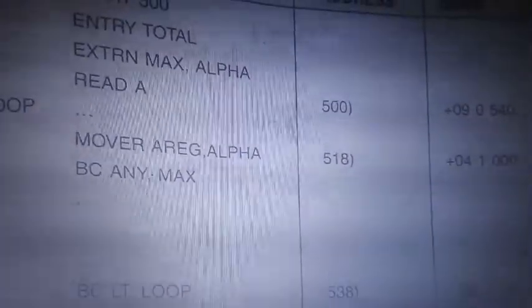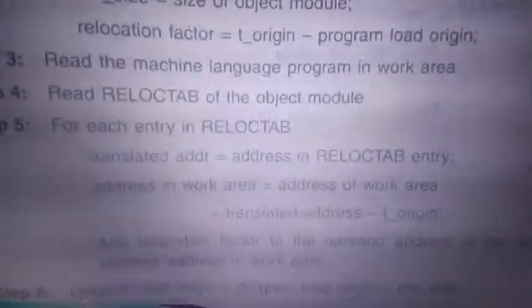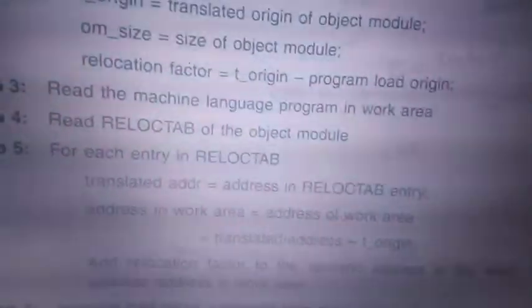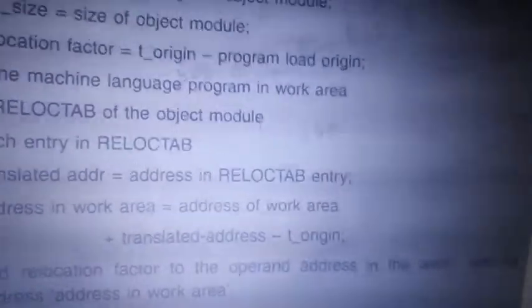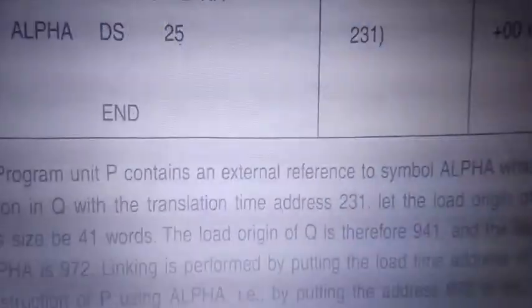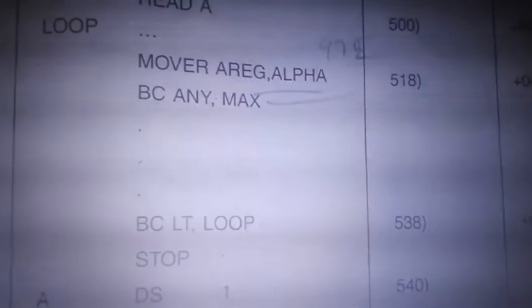Clear? So that is performed using this relocatable table. We will collect the relocatable of A. The address of A is 540, we will get that address. So the translation address is the address in the relocatable table. In the relocatable table, the location we have is 540. Clear?